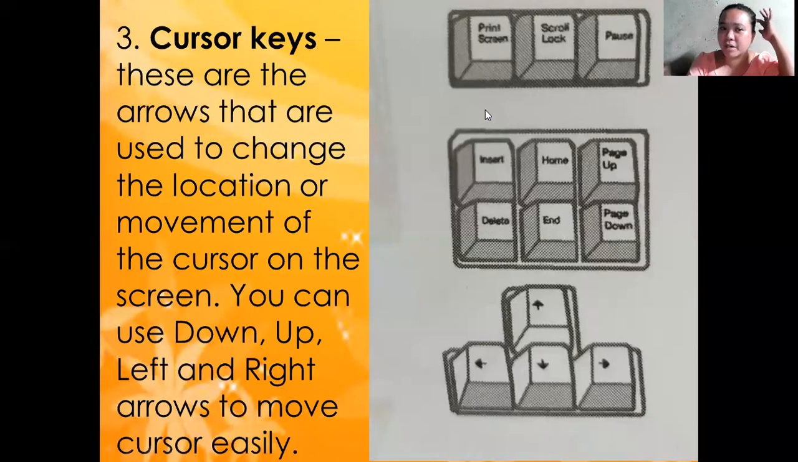Now for our number 3, the cursor keys. These are the arrows that are used to change the location or the movement of the cursor on the screen. You can use the up, down, left, and right to move your cursor easily instead of using your mouse. If you don't have your mouse, you can use your arrow up and down. I am using my arrow up and down and forward and backward, right and left. Now let me use my arrow right there.